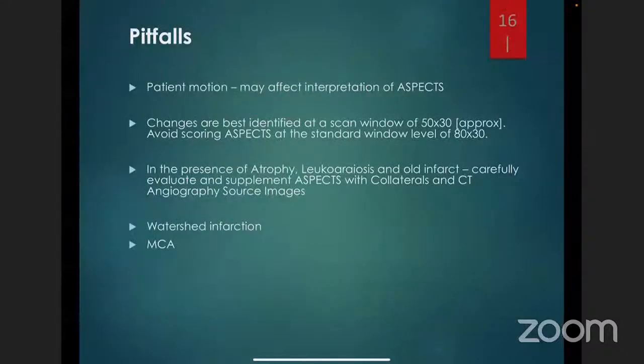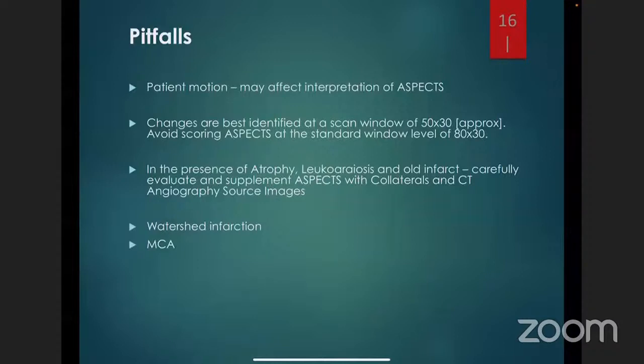Pitfalls of the ASPECT score: patient motion may affect interpretation. The changes are best identified at the right scan window, so avoid scoring the ASPECT score at the standard window level. Presence of atrophy, arteriosclerosis and old infarcts matters. Carefully evaluate and supplement ASPECTS with collaterals and CT angiography source images. Also, with watershed infarction it is sometimes difficult to calculate the ASPECT score.